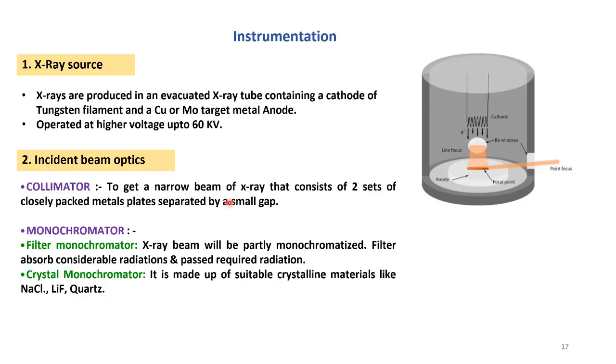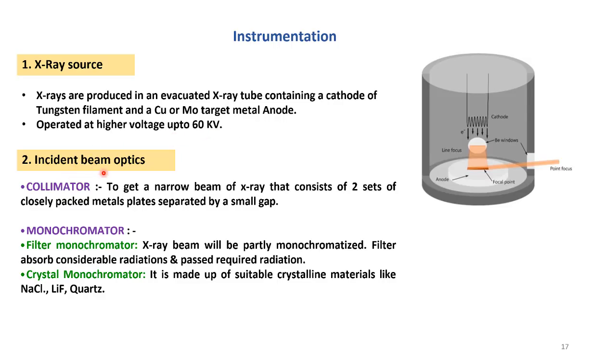So coming to the instrumentation again. First, we have the X-ray source. X-rays are produced, as I told, in evacuated X-ray tubes containing a cathode, which is a tungsten filament, and a copper or molybdenum target metal anode. Then it is operated at a very high voltage of about 60 kilovolt.